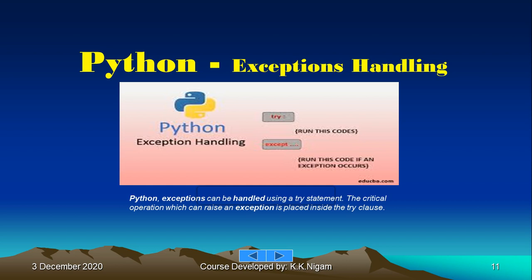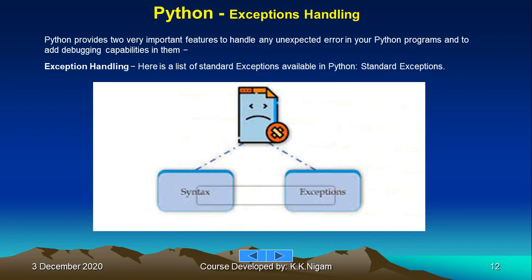So you must be able to take care of those kinds of exceptions which may occur without your knowledge. So Python exceptions can be handled using a try statement. You can use a statement called try. The critical operation which can raise an exception is placed inside that try clause. Now Python provides two very important features to handle any unexpected error in your Python program and to add debugging capabilities in them. Exception handling. Here is a list of standard exceptions available in Python. Standard exceptions.